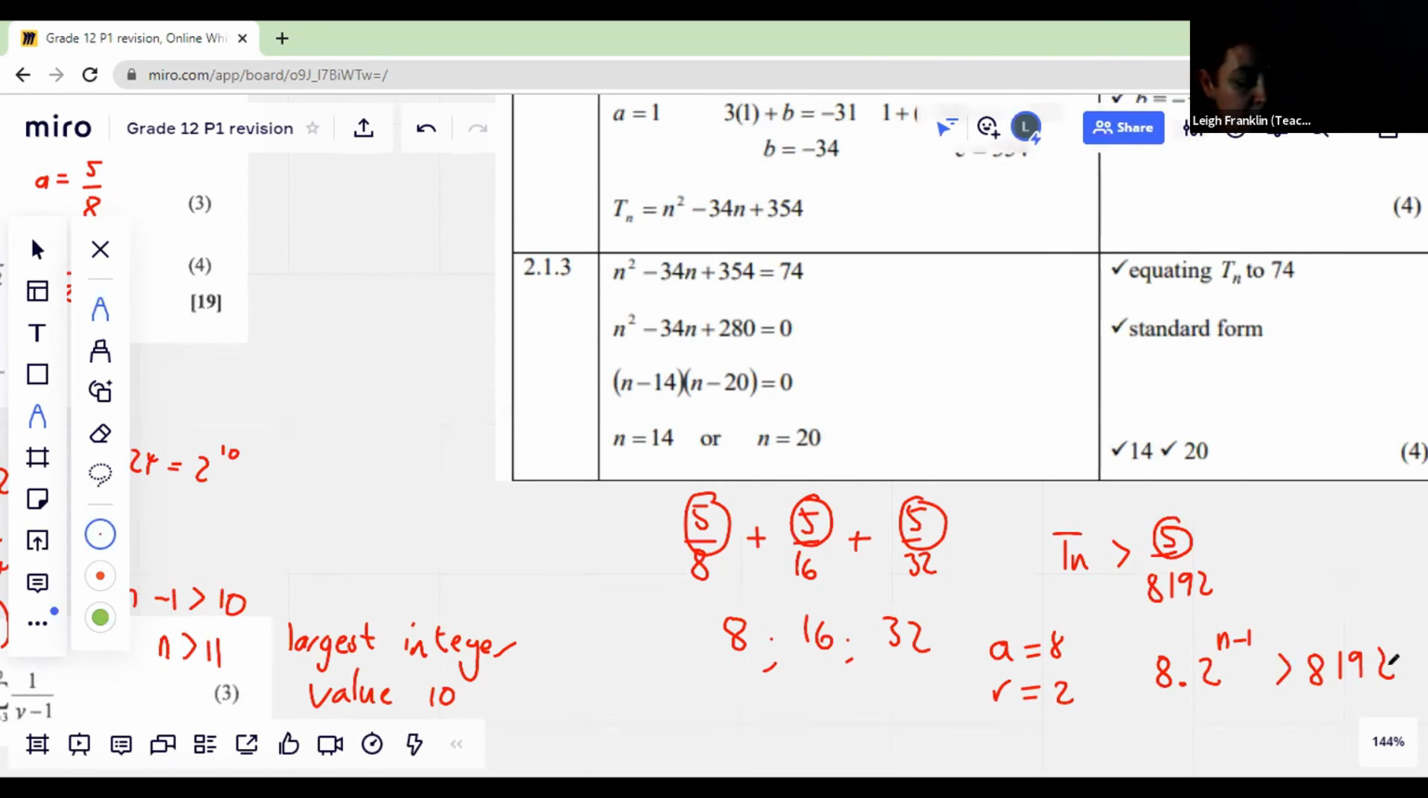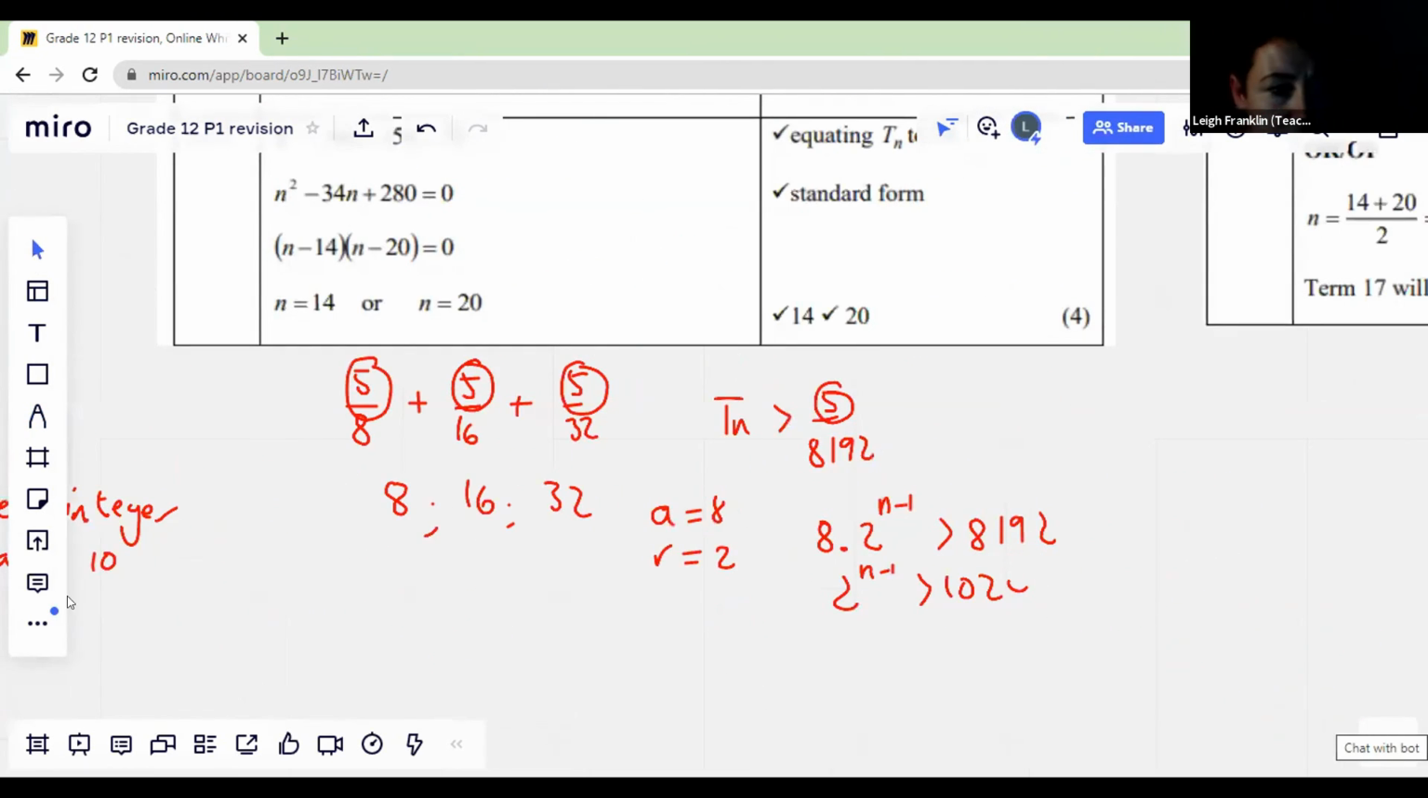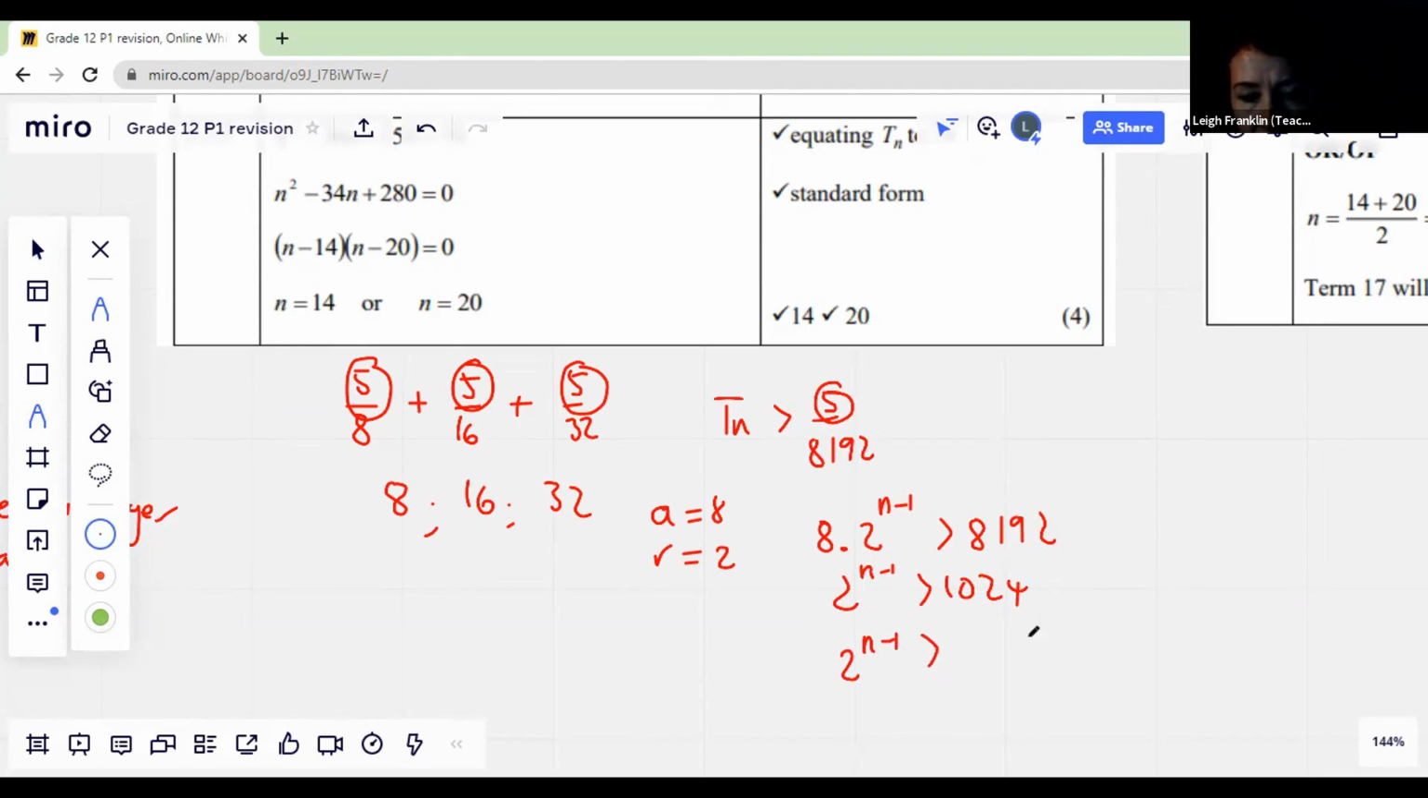So 8192 divided by 8 leaves us with 1024. So now we've got 2 to the n minus 1 greater than 1024. Like that. And 2 to the n minus 1 is greater than. Okay. So now n minus 1 is greater than 10.